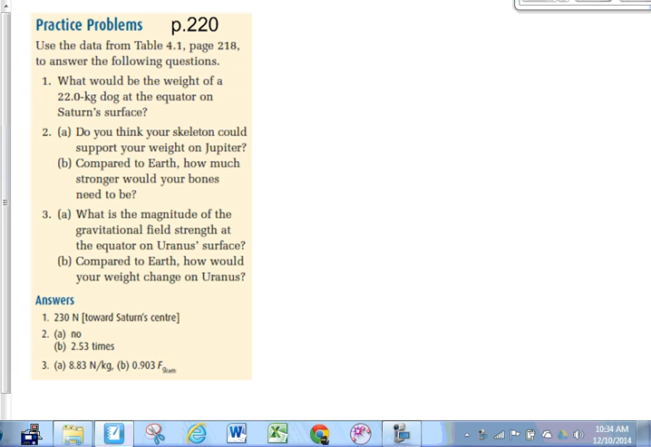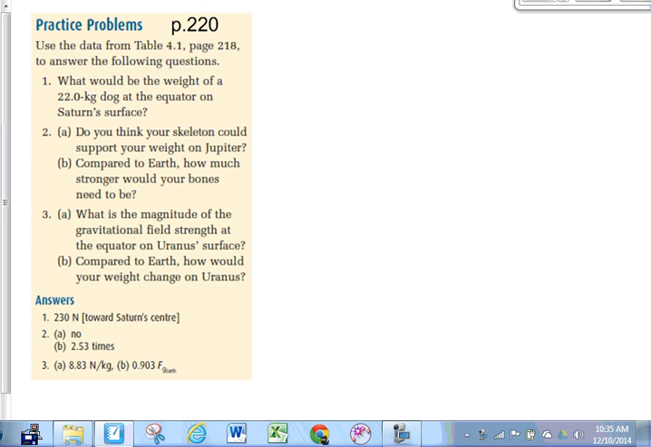Okay, let's take a look at number 1 here. What would be the weight of a 22 kilogram dog at the equator on Saturn's surface? I'm not sure exactly where these questions come from sometimes. Like, who, as they're writing this textbook, says, let's put a dog on Saturn and find out how much he weighs on Saturn. But it is what it is. Okay? It might not be so much a practical question because usually we don't have dogs on Saturn, but it's a question that we can still do.